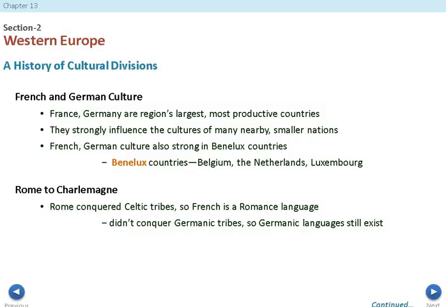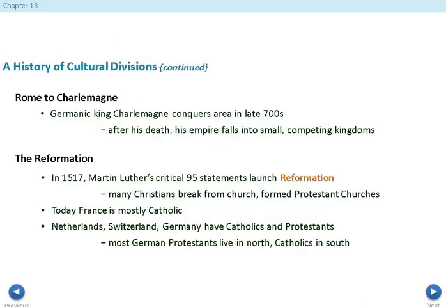So France and Germany are our region's largest, most productive countries. They strongly influence the cultures of nearby smaller nations. France and Germany have cultures that are strong in the Benelux countries. Benelux countries are Belgium, the Netherlands, and Luxembourg. Now, Rome conquered the Celtic tribes, so French is considered to be a Romance language. Rome didn't conquer the German tribes, so the German language is still going to exist, and that's where you're going to see that difference right there.